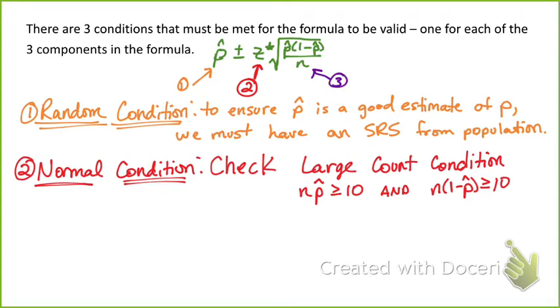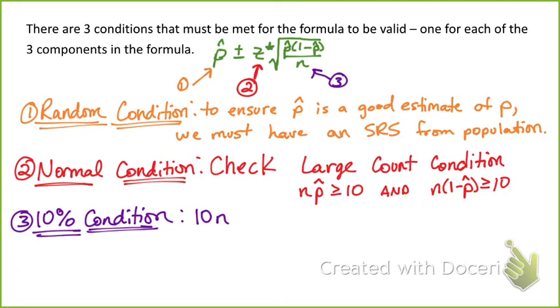And the final one, guys, is the standard deviation. And to make sure that the standard deviation can be calculated, we have to check the 10% condition, which you guys already know how to check. We're going to make sure that 10 times the sample size is less than the population size. And now, after waiting for 2 months, I'm going to tell you guys why.